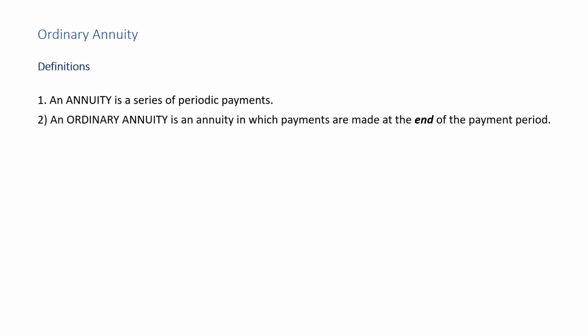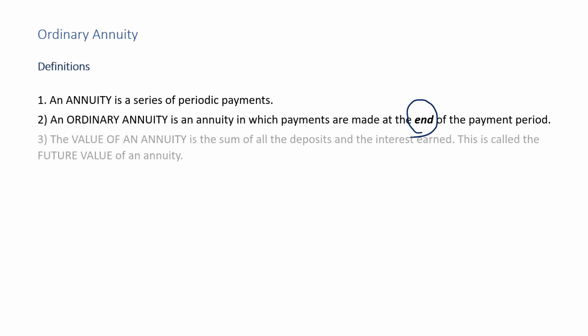An ordinary annuity is an annuity in which the payments are made at the end of the payment period. These are the types of annuities we will be working with for this lesson. The value of an annuity is the sum of all the deposits and the interest earned. This is also called the future value of an annuity.